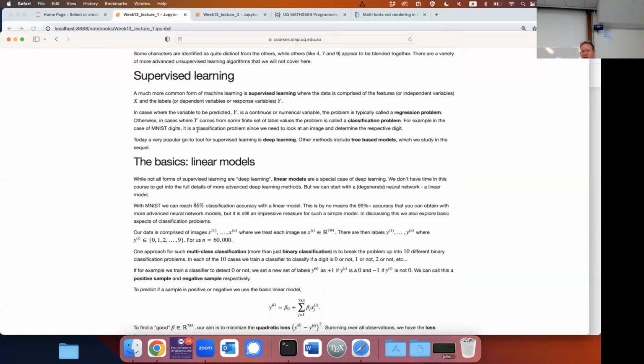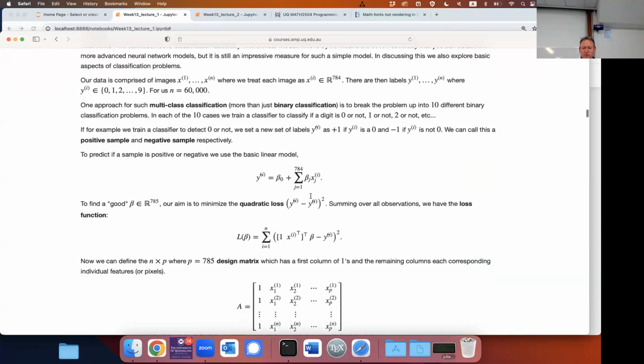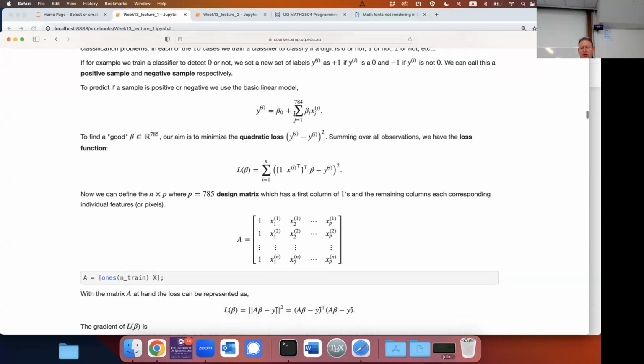And then we dove into detail bit by bit and went with the good old linear model, and saw how we can create a linear classifier.